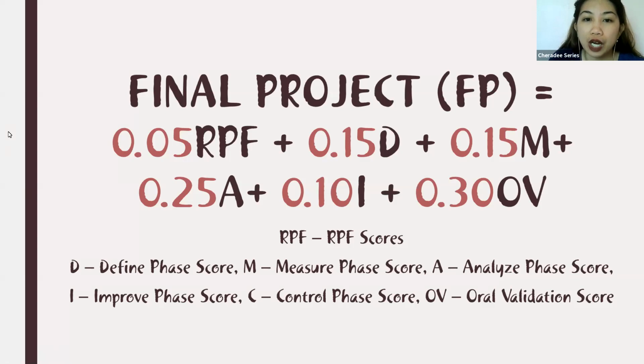So 5% will be the RPF, then 15% will be for your define phase. So this is the computation of your final project. 15% define phase, 15% measure phase, and the biggest part is actually the analyze phase, 10% improve, and the control phase is no longer included because you are not obliged to implement the project.